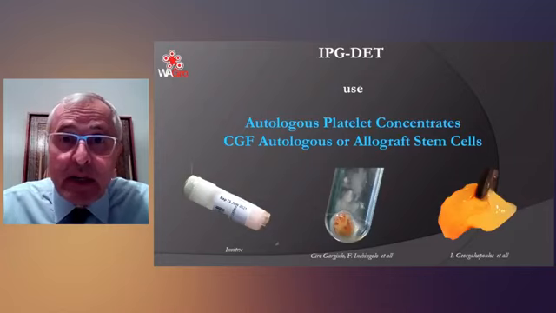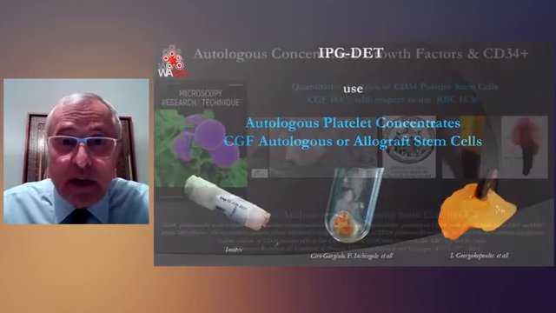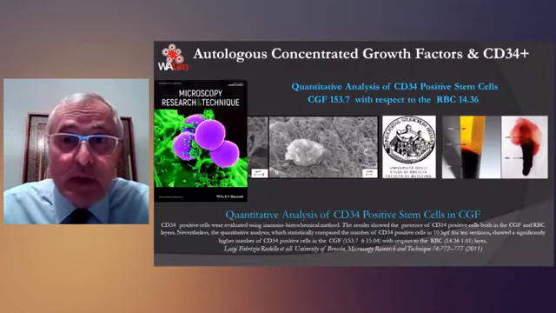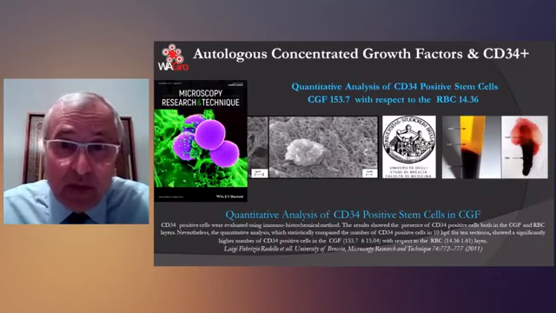With this technique, we use autologous concentrates and also autologous or allograft stem cells. And this is one research regarding the concentrated growth factors and the CD34 positive stem cells we can find in the peripheral blood.